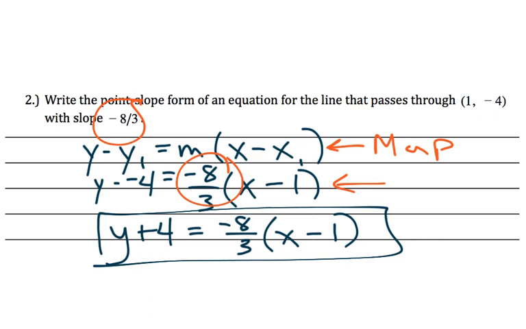-8/3 for slope, 1 for x sub 1, -4 over here. And on the last one I didn't bother putting it in parentheses. The reason I didn't was because I thought it would be confusing over here. But over here you might want to include parentheses. If you did jump to y plus 4, that's also okay too. I don't mind that at all.